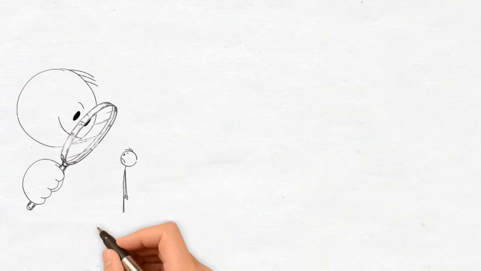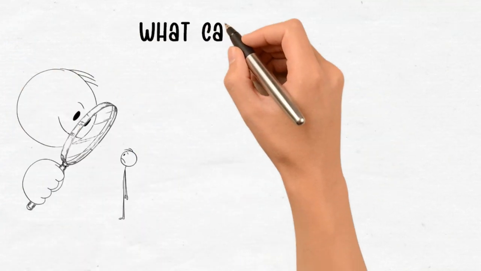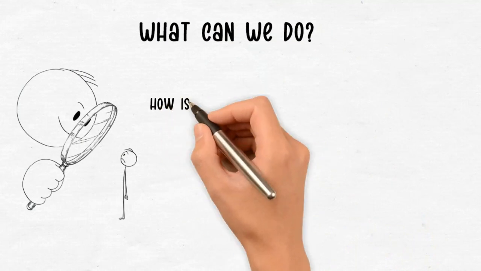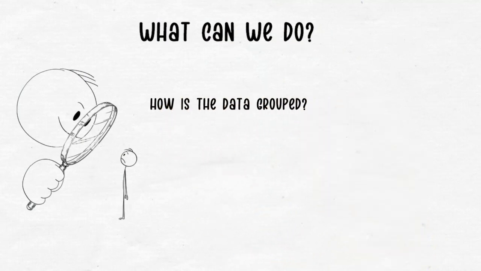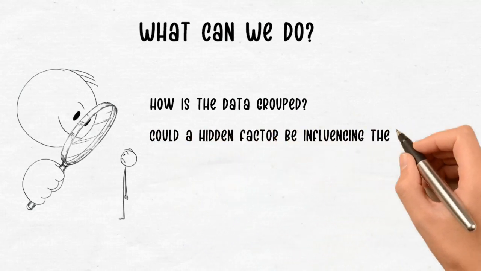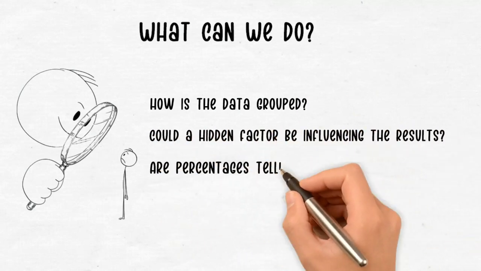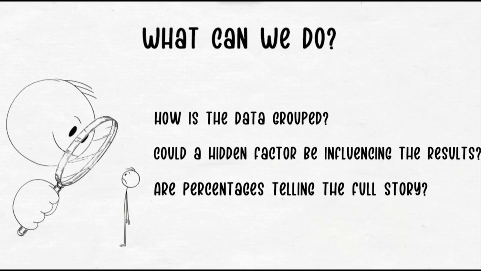In order to correctly interpret the data, we should always ask ourselves these questions. How is the data grouped? Could a hidden factor be influencing the result? Are percentages telling the full story? By carefully analyzing data and considering all the possible influences, we can avoid misleading conclusions and make better informed decisions.